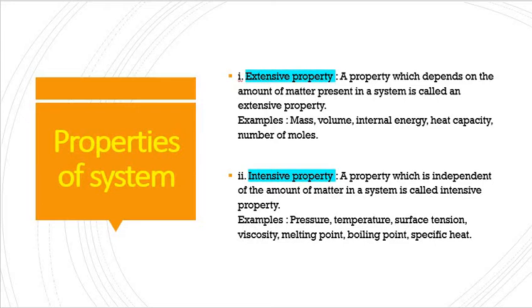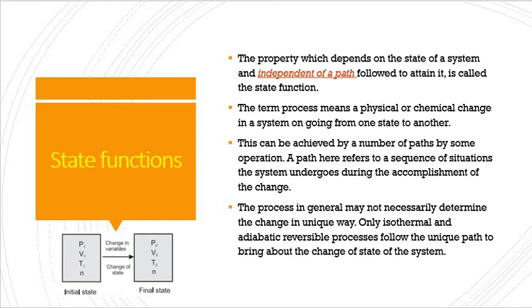Intensive properties are all those properties which are independent of the amount of matter of the system. For example, temperature, pressure, surface tension, viscosity, melting point, boiling point, etc. For example, if you have 100 ml of water and 1 liter of water, the boiling point of 100 ml of water will remain 100 degrees Celsius and the boiling point of 1 liter of water will remain 100 degrees Celsius. So it is an intensive property, independent of the mass, or you can say the amount, of the water. Now, the next term is state functions.